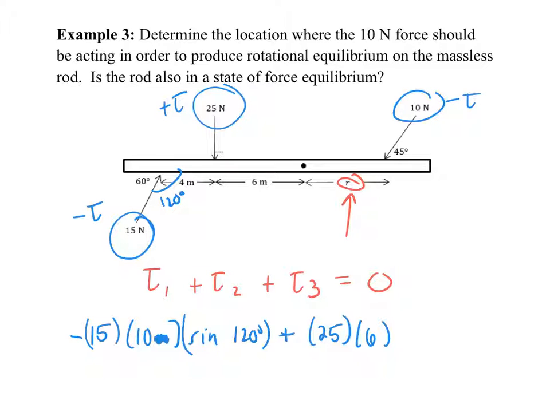For the third torque over here, it's going to be negative. We know the value of the force. We don't know the lever arm, we don't know R, but we know the angle is 135. I'm going to use this angle over here, which is 135 degrees. Again, how am I getting these angles? They're supplementary. They add up to 180.